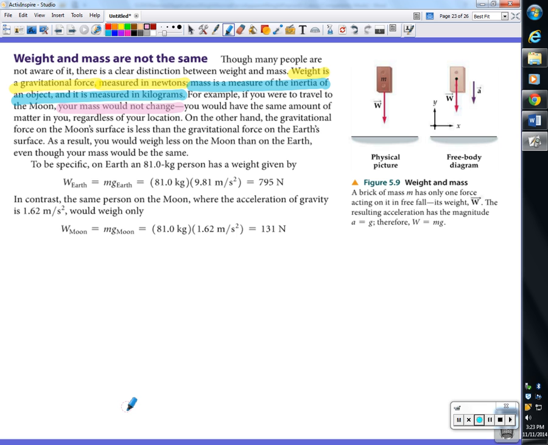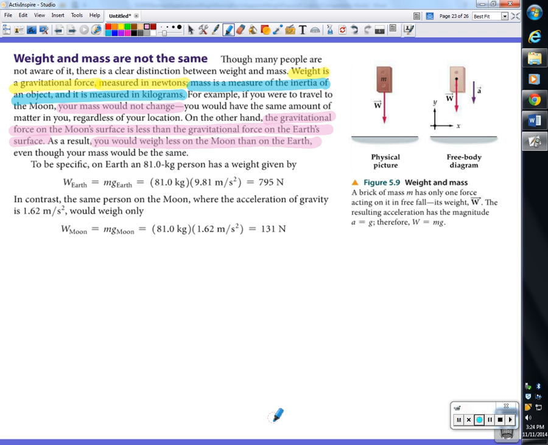So, if we were to change our location in the universe and become closer, not necessarily that it's as simple as just being closer, but if we go to the surface of the moon, the gravitational force on the moon is less than the gravitational force on the surface of the Earth. As a result, you would weigh less on the moon than you do on the Earth.